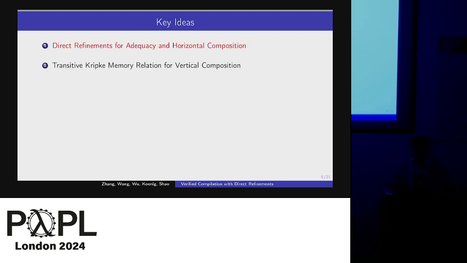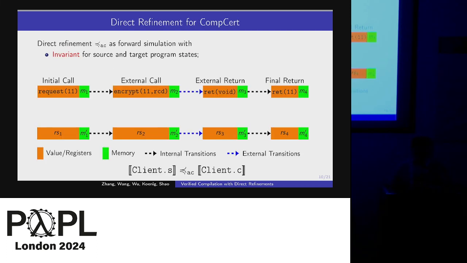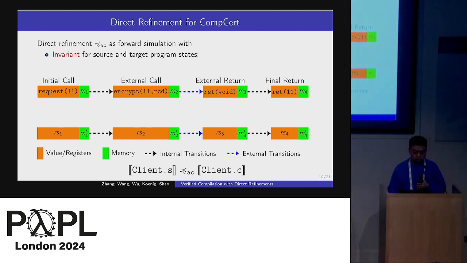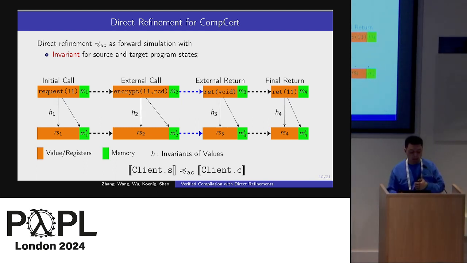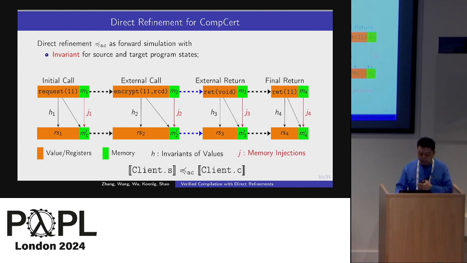So first, let's take a look at what this direct refinement is and how it guarantees the adequacy and horizontal composition. So the direct refinement between C and assembly is basically a forward simulation with 2 ingredients. One is the invariant between the source and target program states. For example, the source C function calls should be mapped to the register and the memory state according to CompCert's C calling convention. There's also a single injection from the source memory to the target memory.